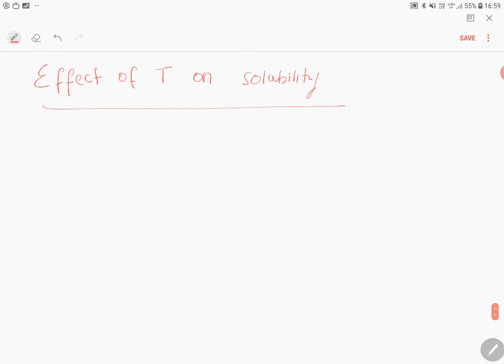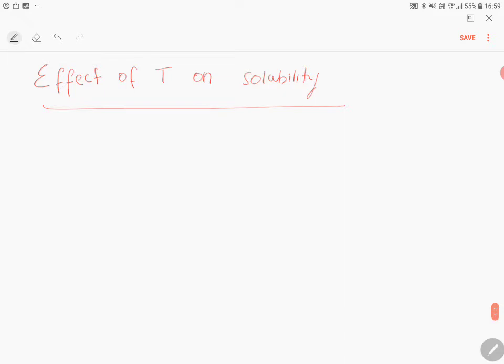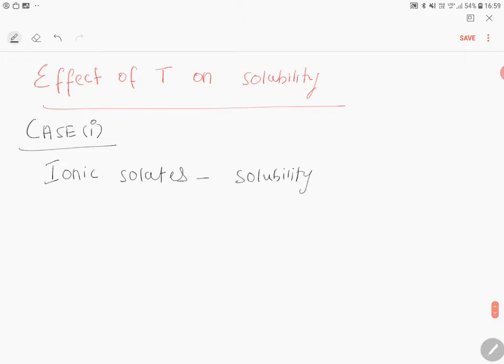Now here we will see three cases. First we will see case 1. Case 1 is there are certain ionic solutes. Their solubility increases when the temperature also increases. Most of the substances fall into this category.